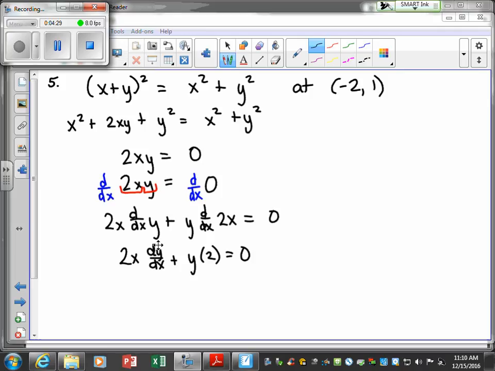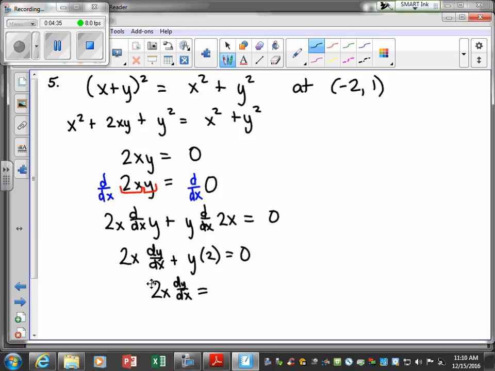Next thing is we want the dy dx term by itself, so I'm going to have 2x dy dx. I'm going to move this term, which is 2y, to the other side, so I just have minus 2y, and we solve both sides for dy dx, so dy dx is just going to simplify to what, negative y over x. Okay, this is our equation for slope. That's what we've been finding.